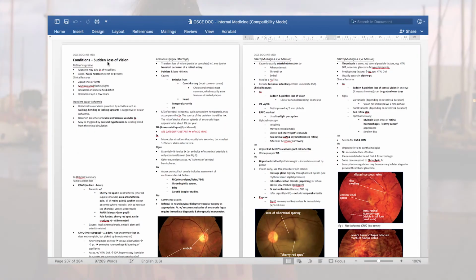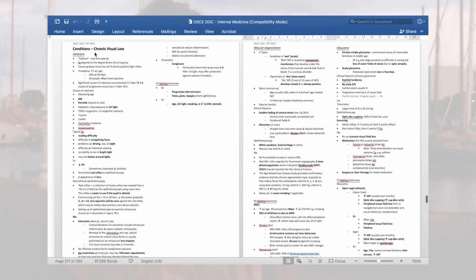In my condition section for my abnormal vision, because it's such a broad topic, I've actually split this up into sudden loss of vision conditions and chronic visual loss conditions. So that is the structure of the different sections, the different OSCE topics in my OSCE doc. Not all sections are equal. There's some sections where I put in heaps of information, some sections which I haven't touched or I put in just a few dot points, just a few differential lists, and there's some sections where it's somewhere in the middle.